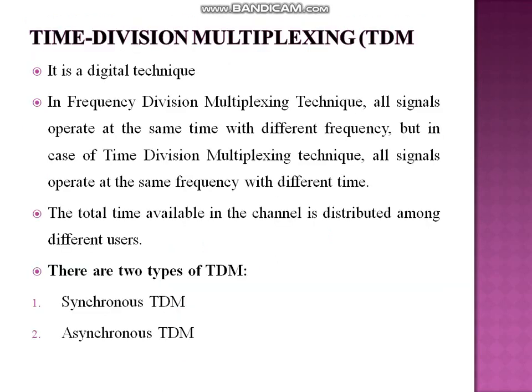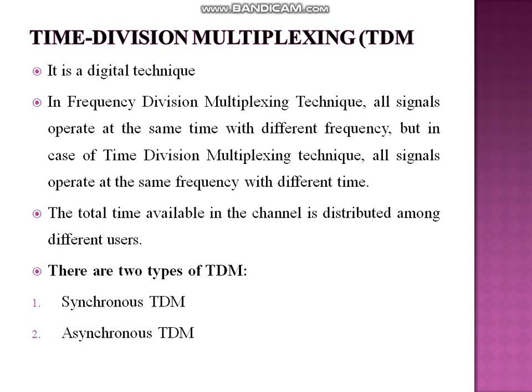Next, time division multiplexing. Frequency and wavelength division multiplexing are analog techniques. Time division multiplexing is a digital technique. It is the type of multiplexing that combines data by assigning each stream a different time. In frequency division multiplexing all signals operate at the same time with different frequencies, but in time division multiplexing all signals operate at the same frequency with different times.